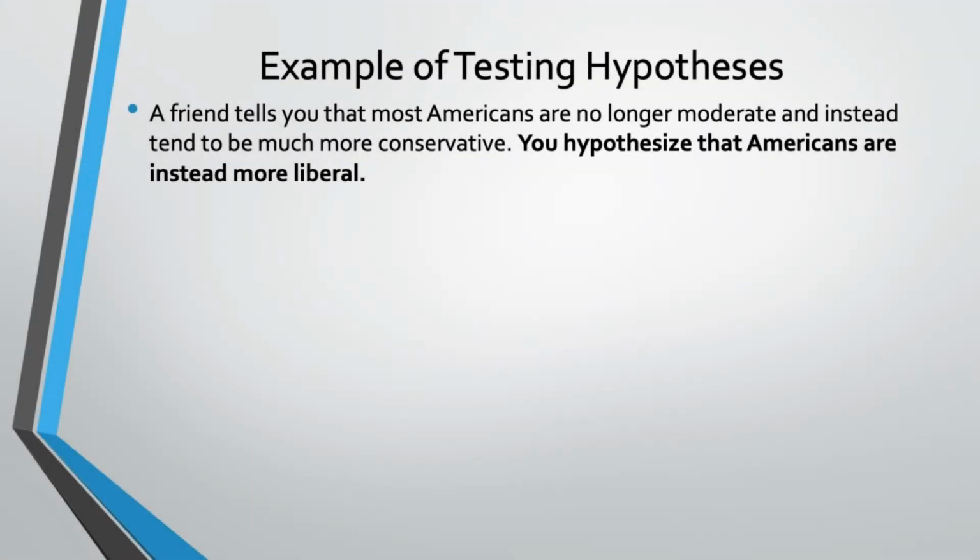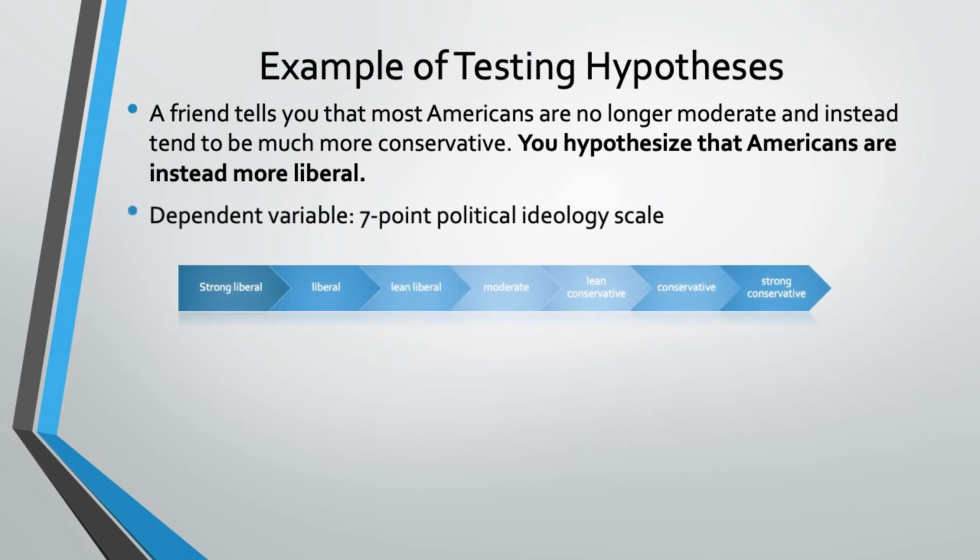So imagine a friend tells you that most Americans are no longer moderate, and instead they tend to be much more conservative. Now you disagree with your friend, and you say, I don't think that's true. I hypothesize that Americans are instead more liberal. So in order to test this hypothesis, we will rely on our trusted 7-point ordinal political ideology scale that ranges from strong liberal to strong conservative. We have worked with this measure a lot in this course.